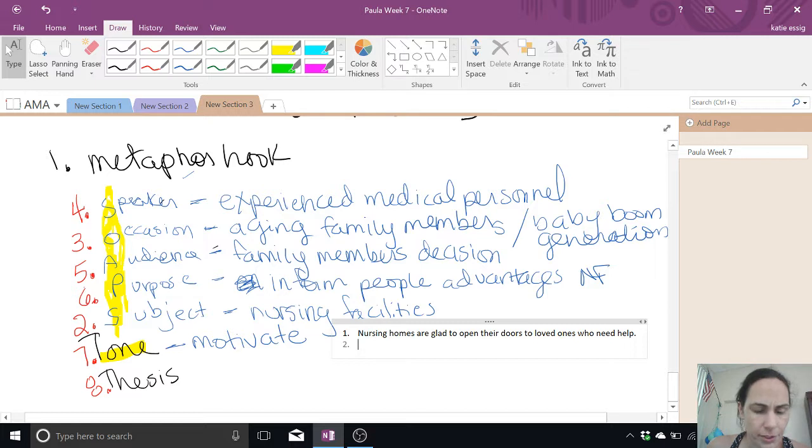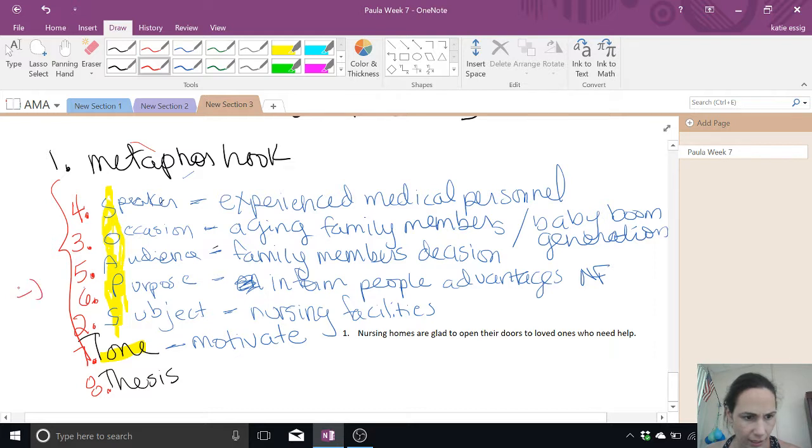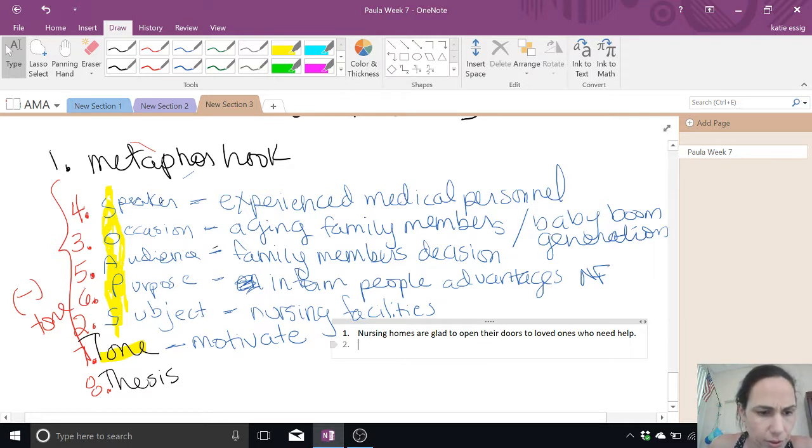Okay, number two, subject nursing facilities. So here we have nursing facilities, and let's go ahead and write a sentence. One thing I forgot to say is that when you're writing, everything has to have a negative tone because you're expressing a problem, right? That only makes sense. So let's go back here. Number two, a subject, nursing facilities.